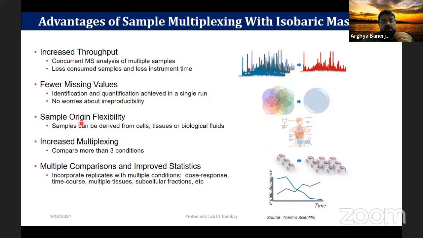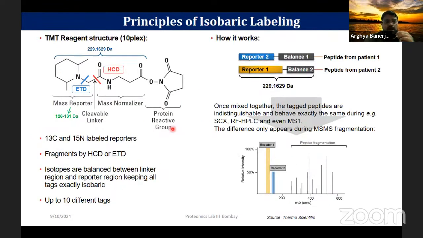We have a vast range of sample flexibility, whether it is from human or bacteria or plant. Samples can originate from any species, and it can help us in multiplexing, meaning comparing more than 2 samples. Ideally, now they have taken it to a range of 24 and 26. In one go, you can compare more than 2 samples at a time, and multiple comparison will help you to improve the statistics. Now, as the professor told, there is a mass reporter, there is a mass normalizer, and there is a protein reactive group. Your peptide will be connected with the balancer, and the balancer is connected with the reporter. This is the reporter that you want to see.